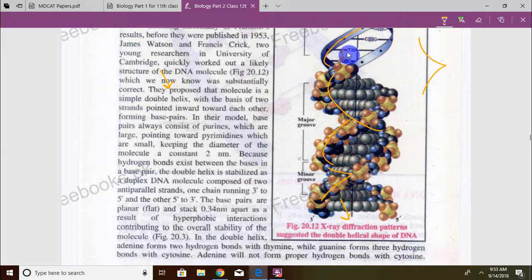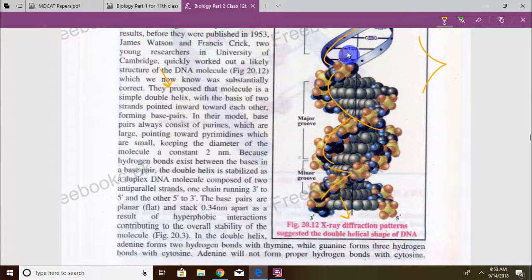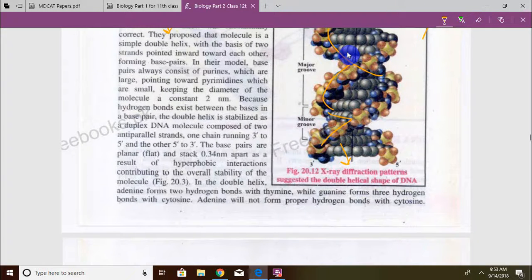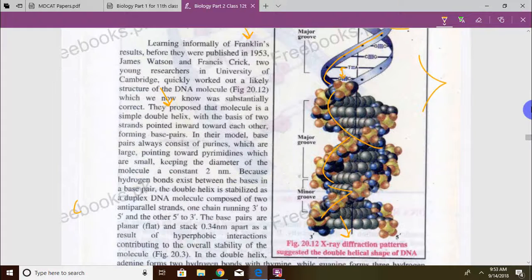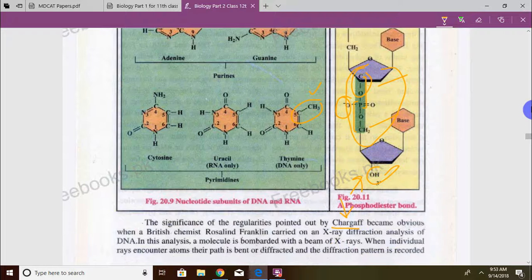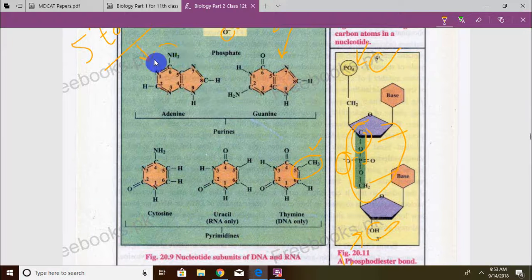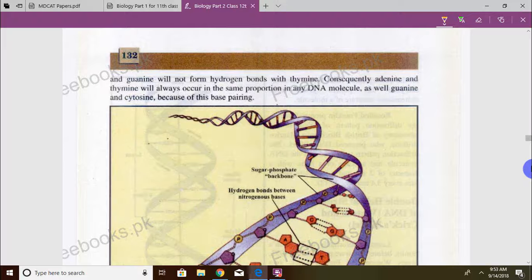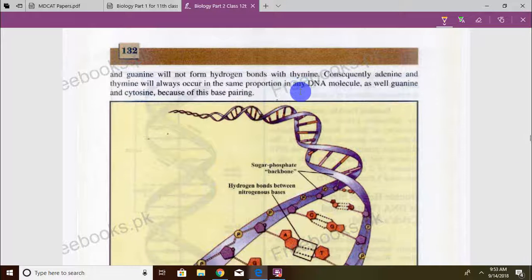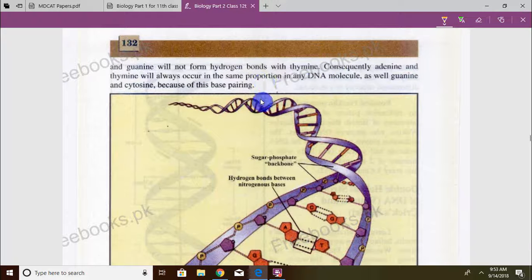In the double helix, adenine forms 2 hydrogen bonds with thymine, and guanine forms 3 hydrogen bonds with cytosine. Adenine will not form proper hydrogen bonds with cytosine even though the CO and the NH2 portions might be present. And guanine will not form hydrogen bonds with thymine. Consequently, if you look at the structure, we have adenine and cytosine. Even though these portions are present, proper bonds will not be formed. Again, we have these portions, but proper bonds are unable to be formed, although there will be hydrogen interactions. And the base pairing ensures the equivalent proportionality.